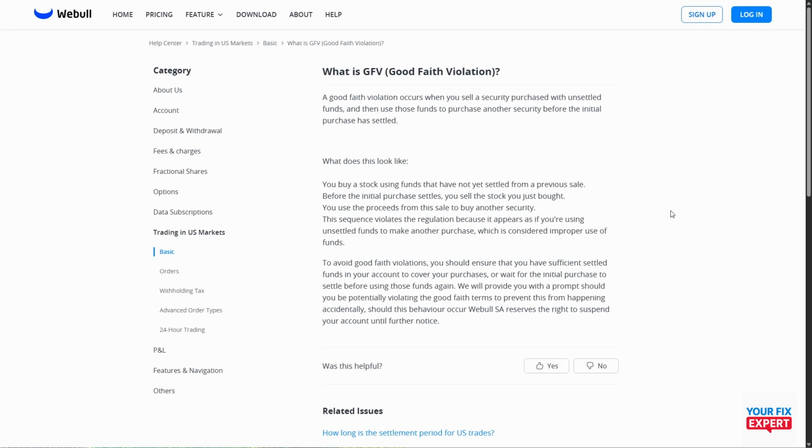So then, to avoid getting GF fees, you would use settled funds only. Wait until your cash is officially settled before buying again. Track your settlement dates. Stocks settle T+1, so check your settled balance in the app. Smaller trades under $1,000 are less likely to trigger GF fees, and don't repeat buy-sell cycles with unsettled funds on the exact same day.